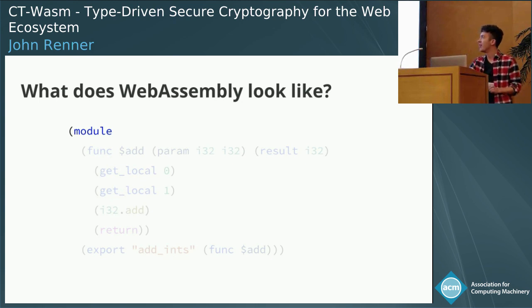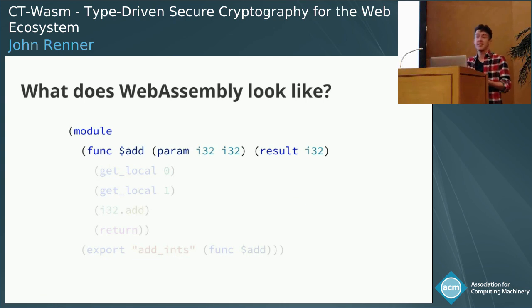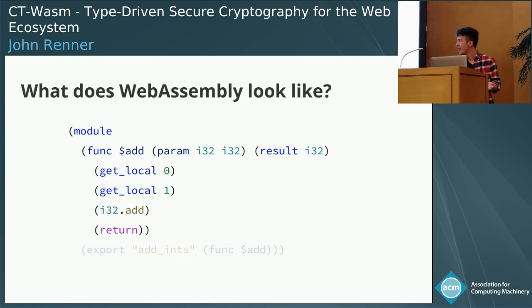WebAssembly is organized into modules that contain functions. This function adds 2 integers. It's a stack machine, so we push both integers onto the stack, perform our add and return. Nice and simple. And then, because this is built to work alongside JavaScript, we can export these functions so that JavaScript can call them, in this case, under the name add-ins.